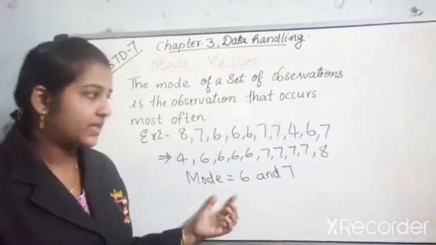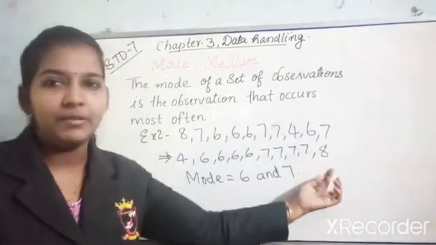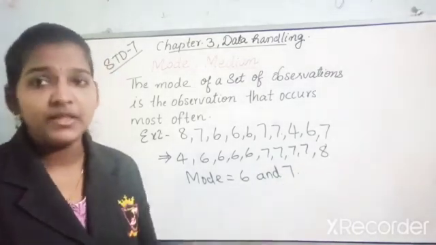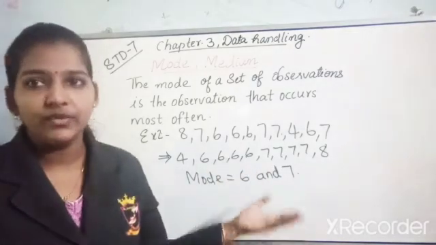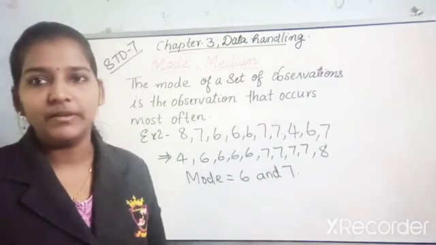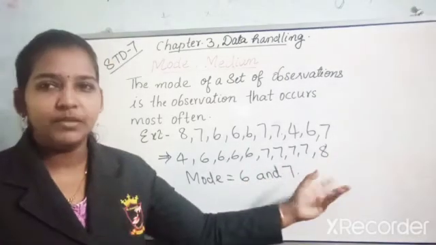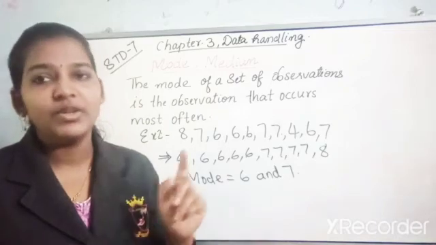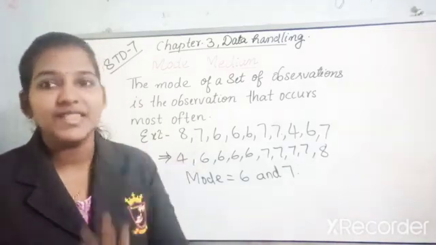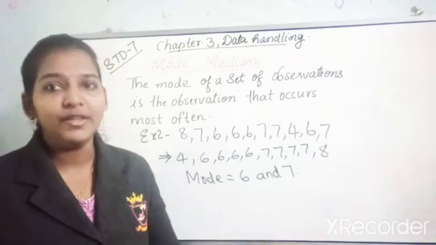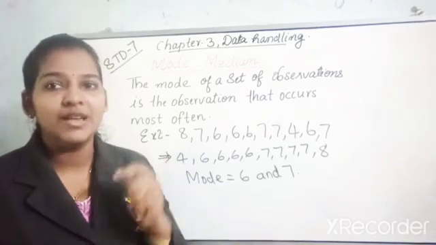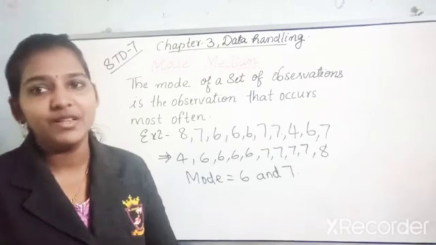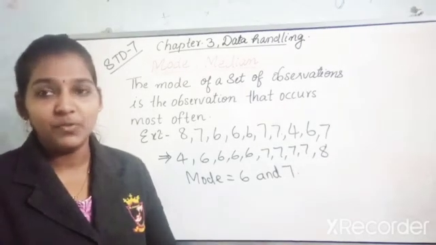Children, here in this question, the numbers were a finite number. A small number of observations were given. But in some other cases, suppose 40 observations were given. Then it will be very difficult for you to understand which one is repeating most. At that time you can arrange the given data in a tabular form, and after that you check which number has more frequency. Okay, that is the mode of those observations.